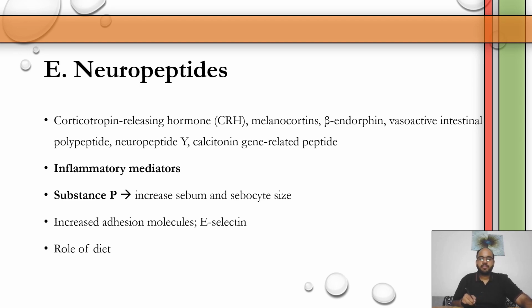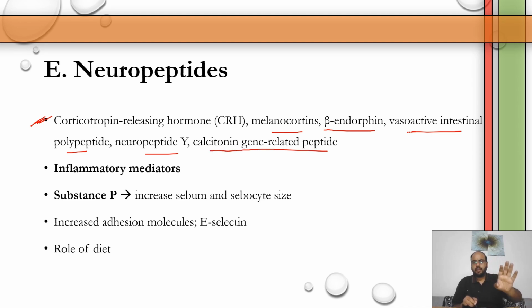Okay, so now we'll come to the fifth part, the neuropeptides. Neuropeptides include a lot of different chemicals, different peptides, proteinaceous chemicals. Some of them are corticotropin releasing hormone, melanocortins, beta endorphin, vasoactive intestinal peptide or VIP, neuropeptide Y, CGRP, just name it. You just have to know about them so that you can write 2-3 lines and the examiner should be happy. No guarantees, but examiner should be happy.